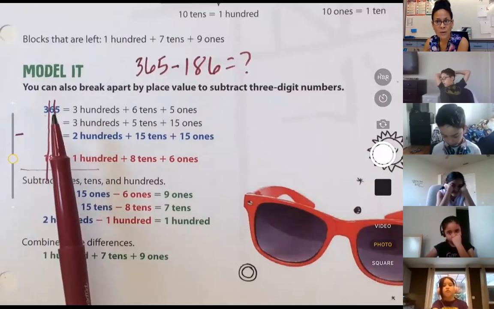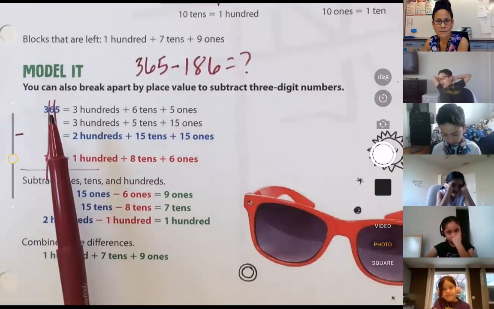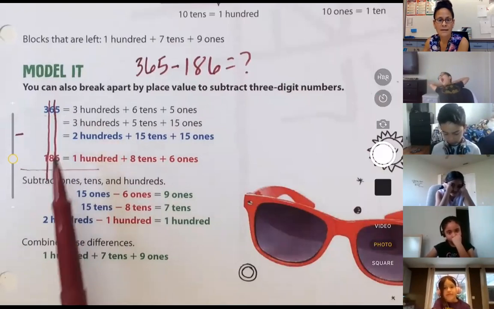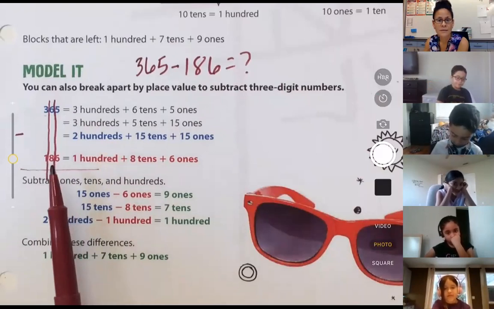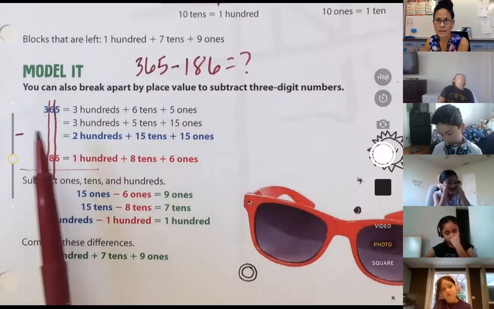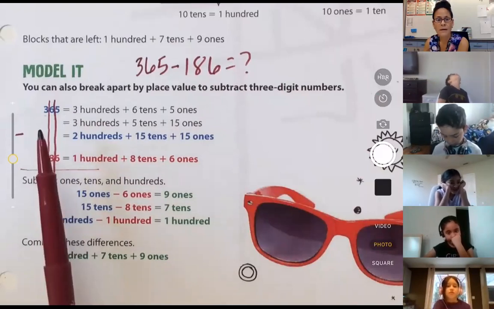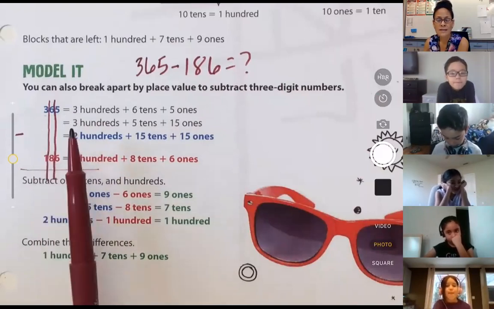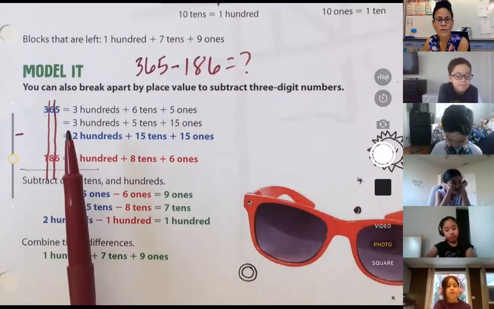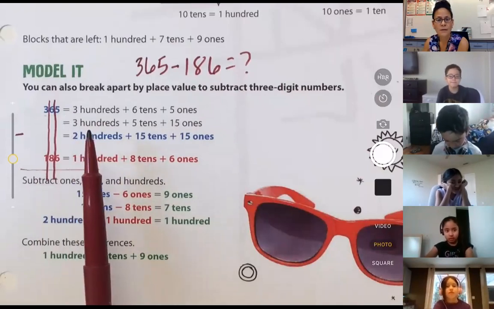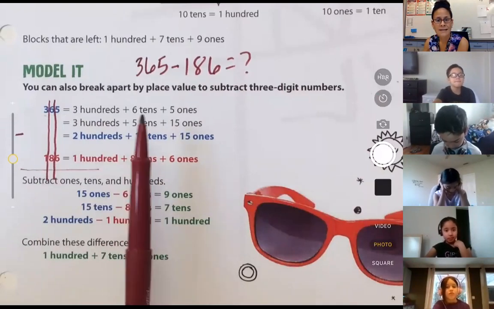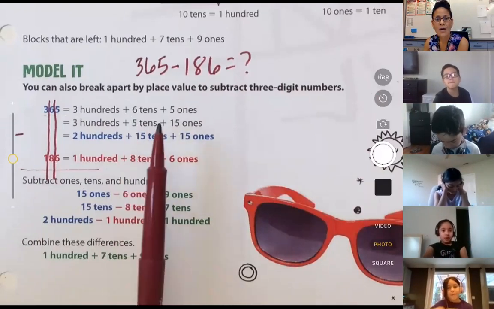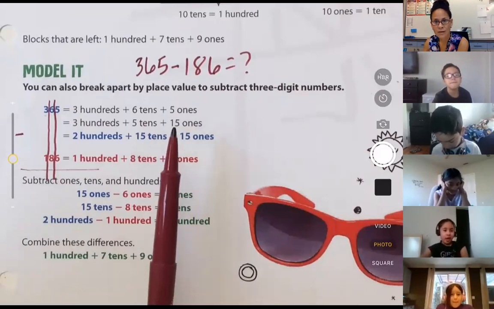But we also know we have to regroup because this ones place is bigger, this tens place is bigger than the top number. So we know we have to keep going. So 365 also breaks out to 300s, only 5 tens, because we're going to take that extra 10 and now make it 15 ones.